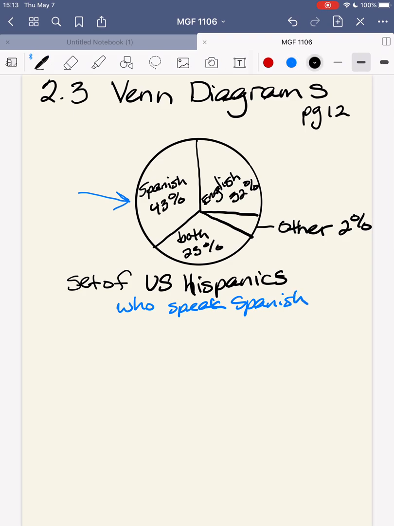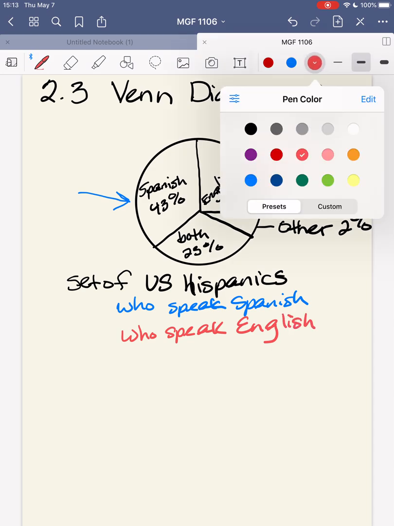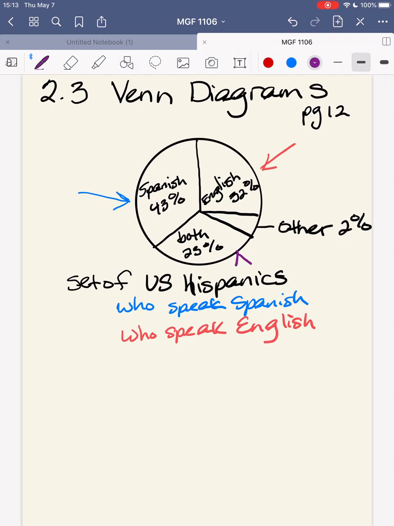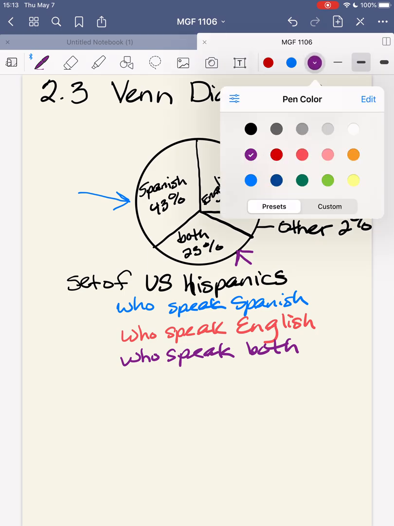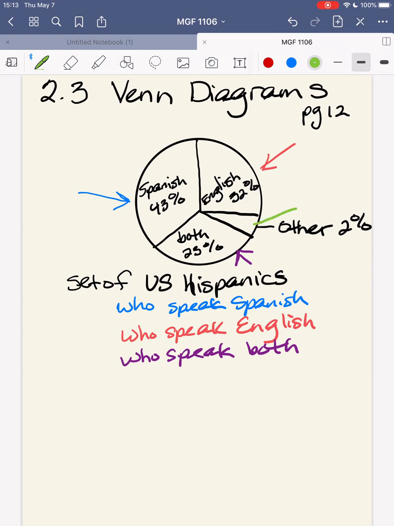All right. Then we have another set of U.S. Hispanics who speak English at home. Then we have the set of U.S. Hispanics who speak both English and Spanish at home. All right. And then we have another set, a very small set of U.S. Hispanics who speak another language.